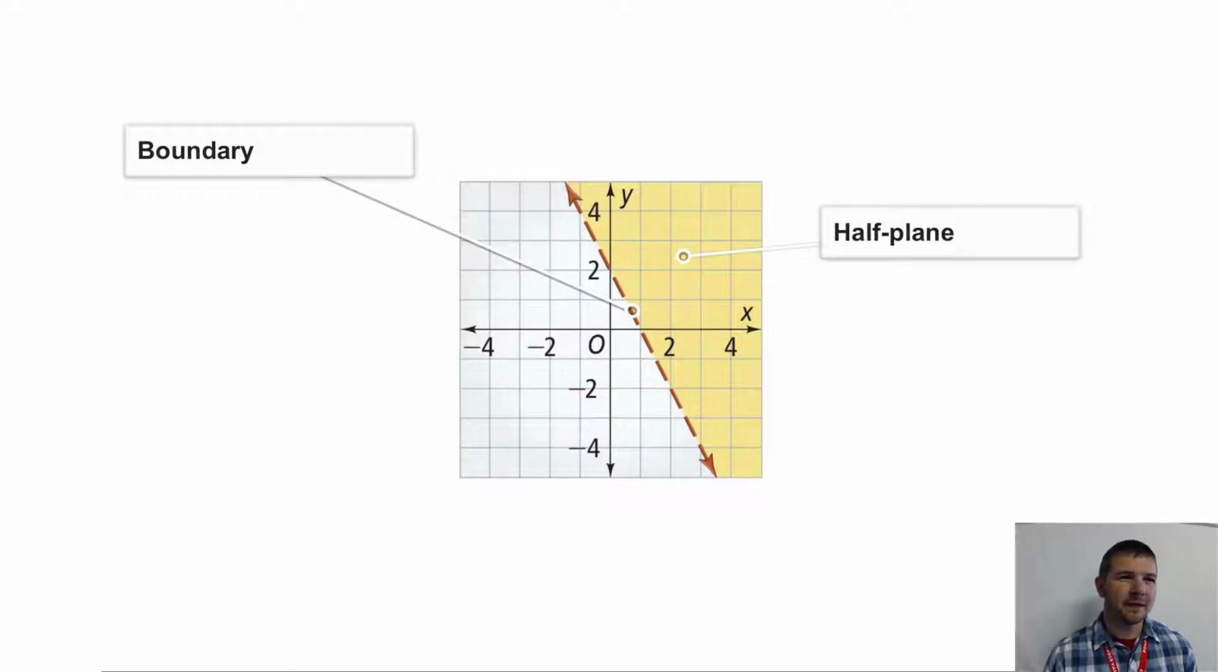Note this diagram. We have a dashed line, and the right-hand side of that line is shaded. That represents half of the plane, so we can call that a half plane.